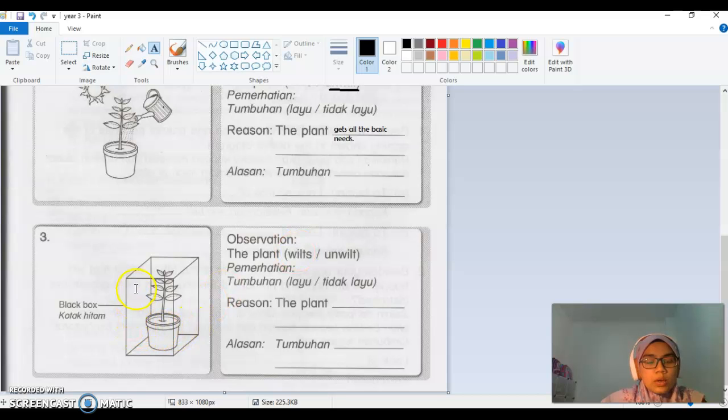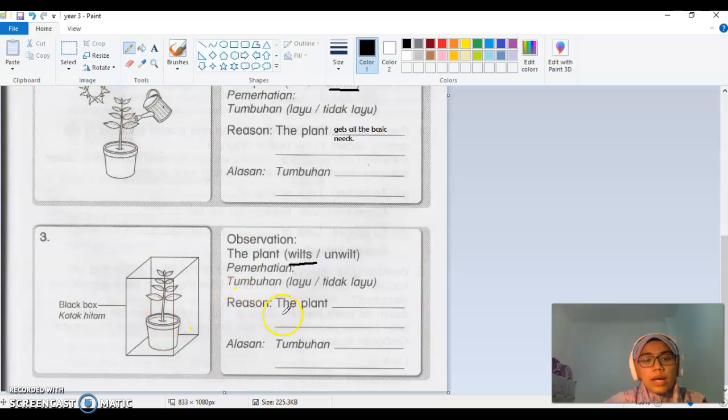Observation. If we put the plant inside the black box. Kotak hitam. Bila kotak hitam, maksudnya di dalam keadaan gelap. So the plant does not get, the plant akan apa? Dia tak dapat apa? Dia tak dapat cahaya matahari. It cannot get the sunlight. So what happened to the plant? So the plant akan apa? Alright. So the plant wilts.